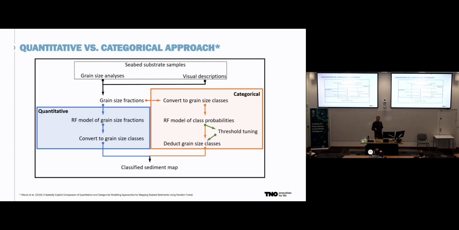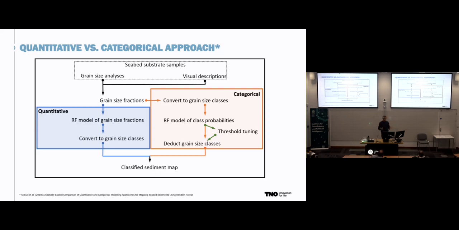What I found is that if we want to predict this Folk classified map, it works much better to go the other route: first convert our samples to classes, and then do classification modeling. I don't have the sheets here to prove it works better in this case.